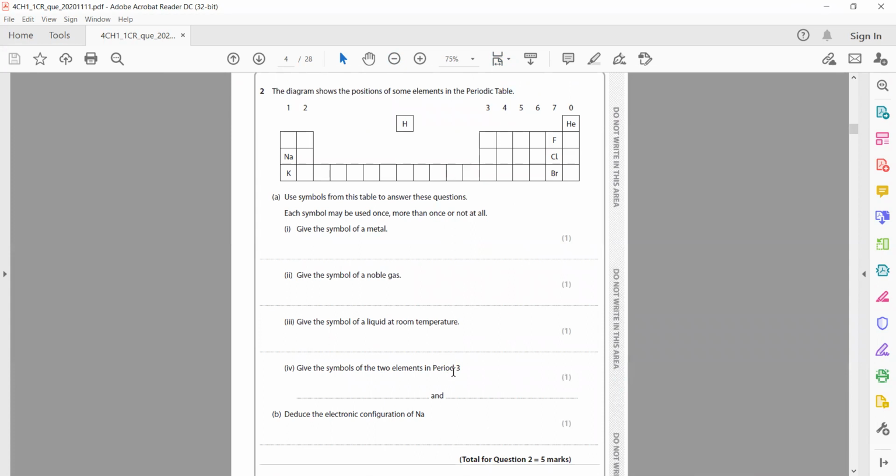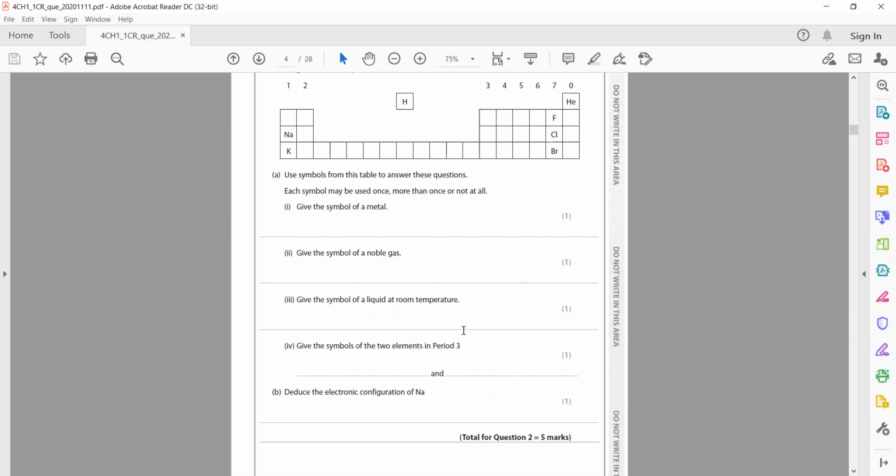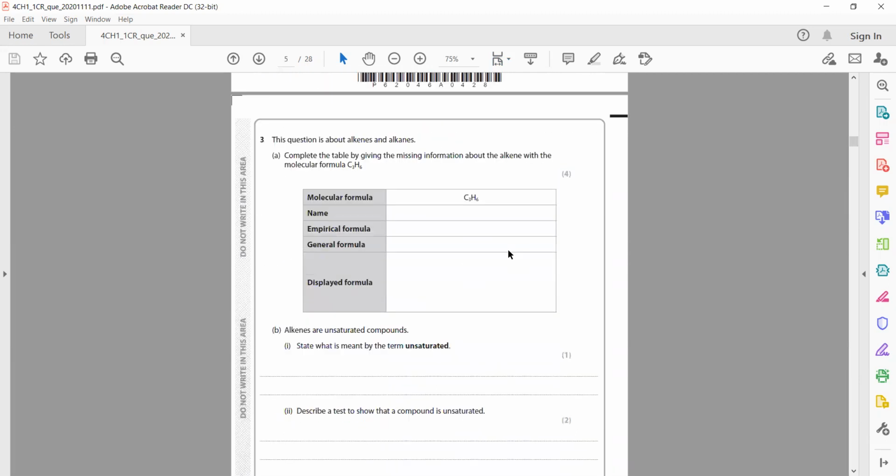Give the symbols of two elements in period 3. So this is period 1, 2, and 3. So we have sodium and chlorine. Deduce the electronic configuration of sodium, which has 11 electrons, so 2, 8, and 1.